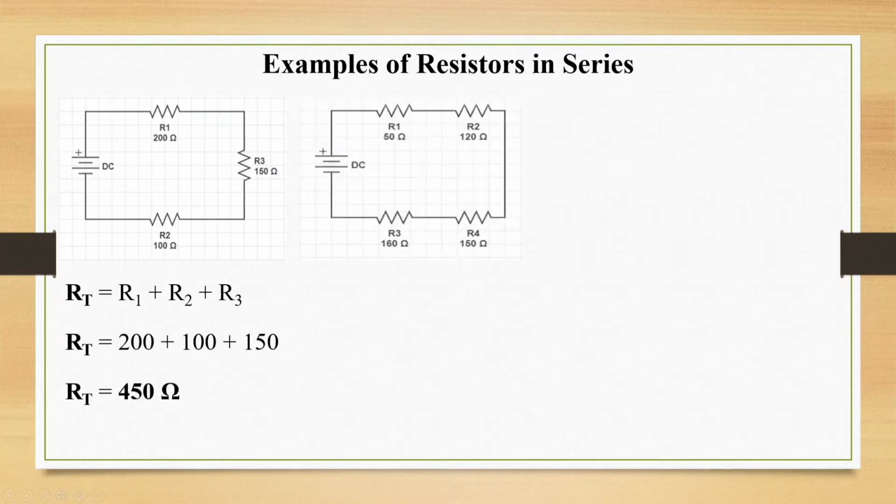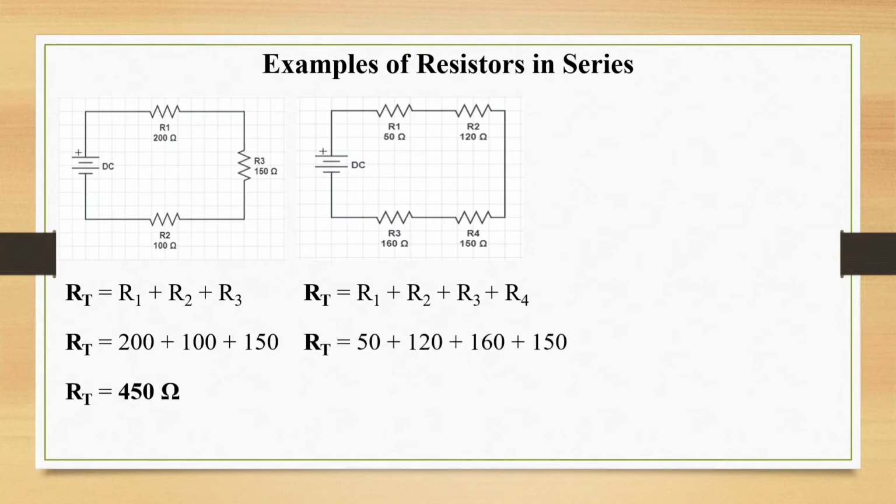Let's have another example. Here we have four resistors connected in series. R1 is equal to 50 ohms. R2 is equal to 120 ohms. R3 is equal to 160 ohms. R4 is equal to 150 ohms. So we have the formula: total resistance is equal to R1 plus R2 plus R3 plus R4. And then substitute the values of R1 to R4.